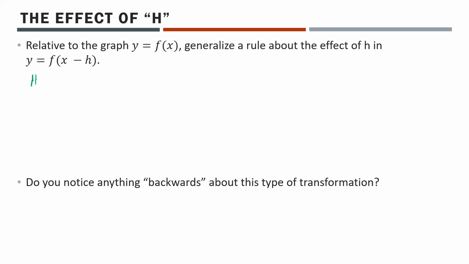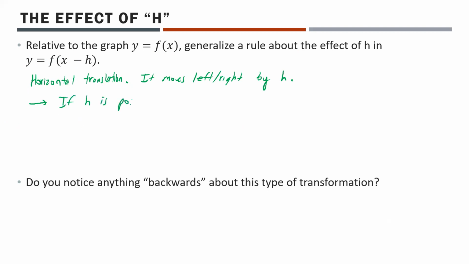So this is what we would call a horizontal translation. In other words, it moves left or right by h. Now, this is where we have to be really picky. Notice it says relative to the graph of f of x minus h. If h is positive, and bear with me on this one, in other words, we have an x minus a positive h, then it moves right.